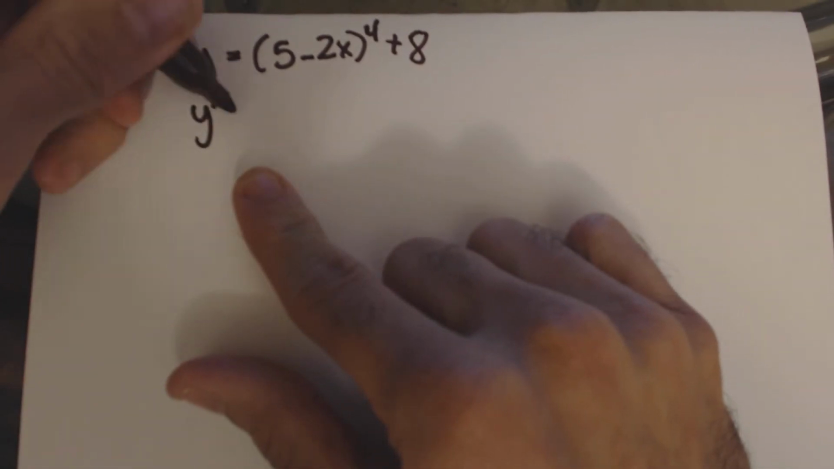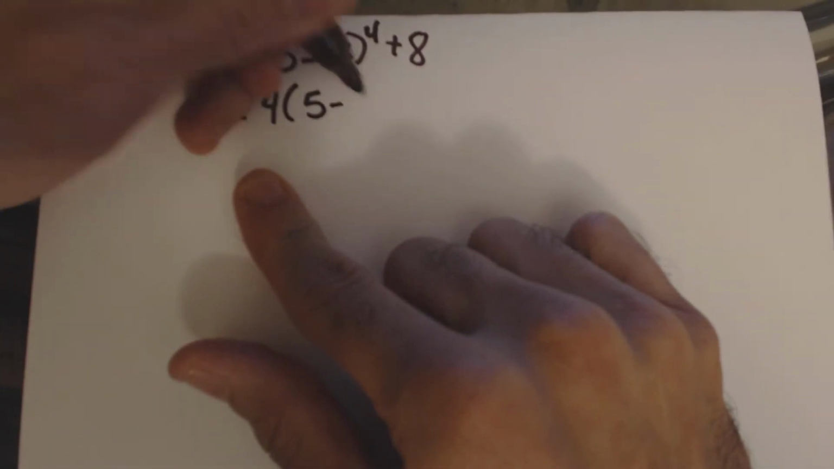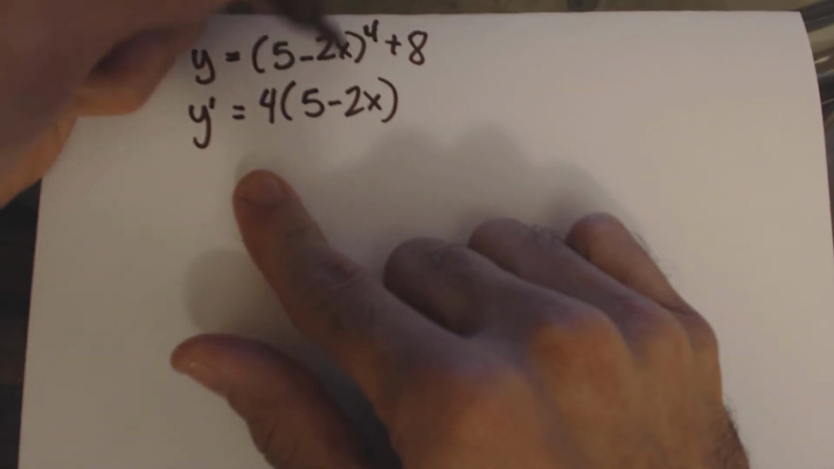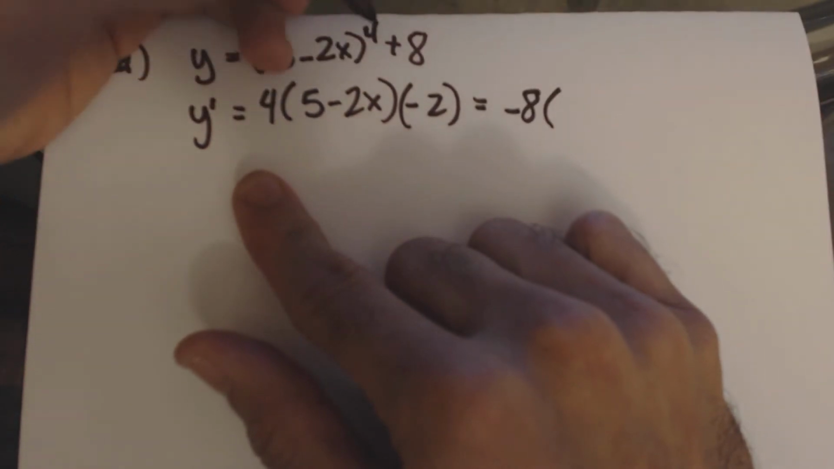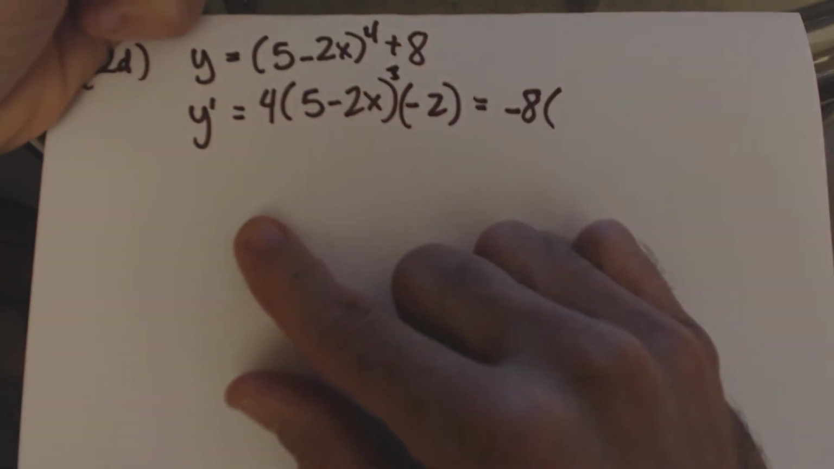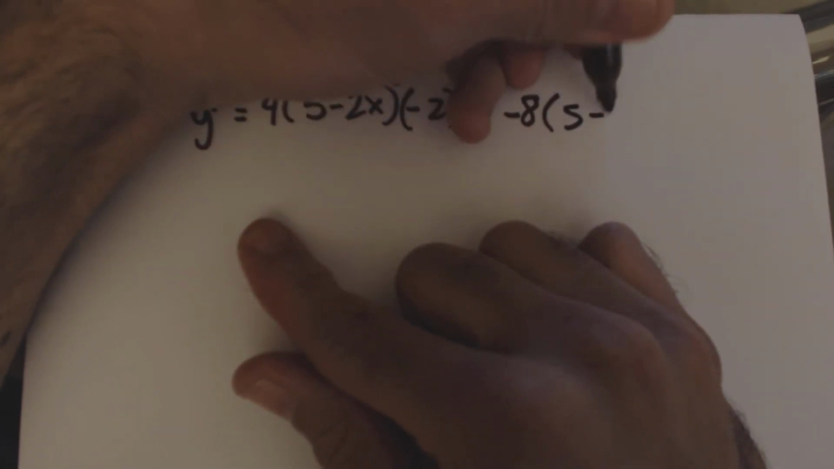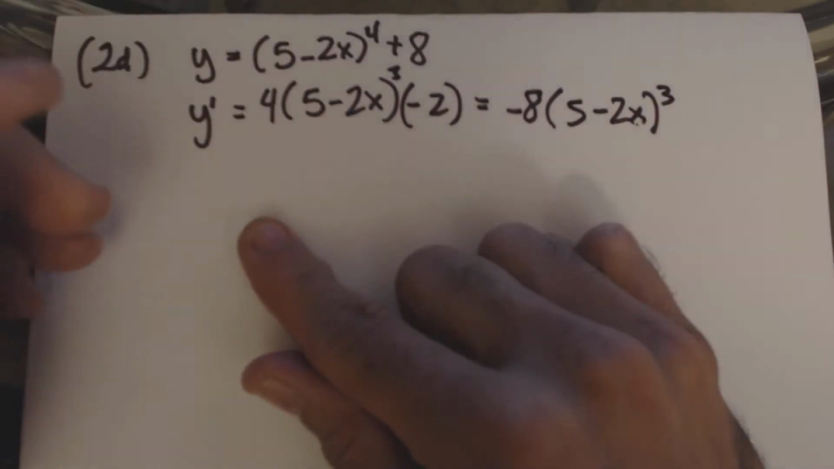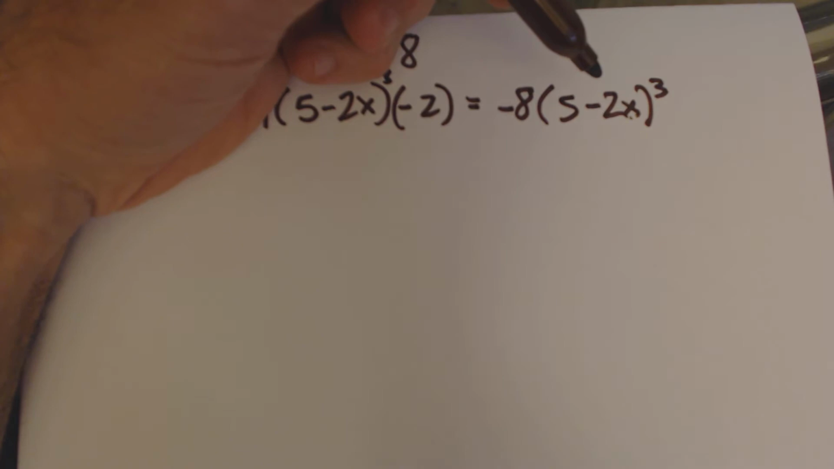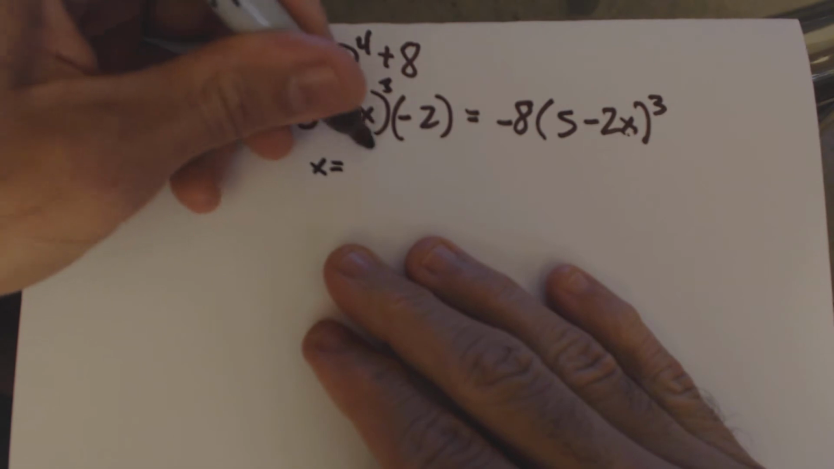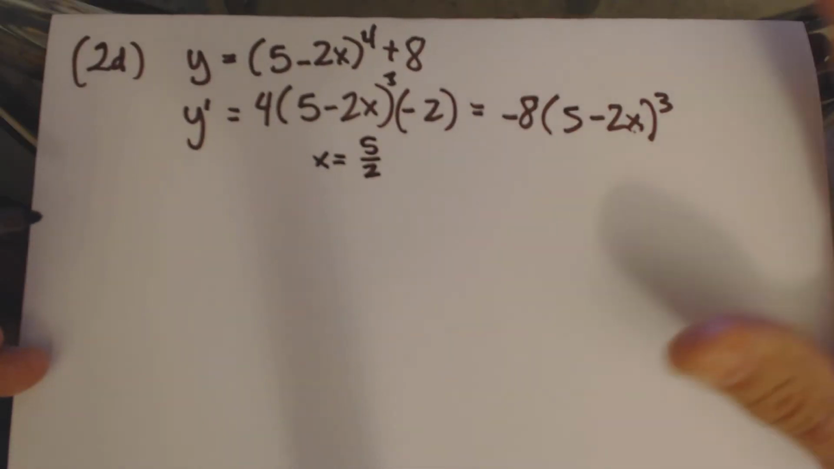Let's take the first derivative. It's going to be 4 times (5 minus 2x) times the derivative of the inside function, negative 2. That gets us negative 8 times (5 minus 2x) raised to the power of 3. This gets us 0 when 5 minus 2x is equal to 0, which is when x equals 5 halves. So that's a critical value.